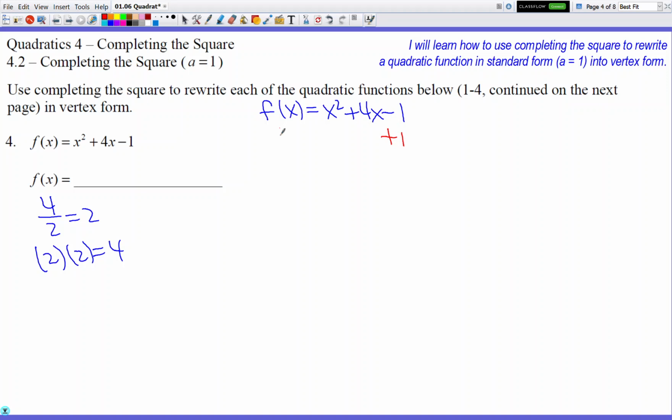So he moves away. He goes to the other side of the sign, so I add 1 on both sides, and that's how I send him to the left-hand side. So I get f of x plus 1 equals x squared plus 4x.